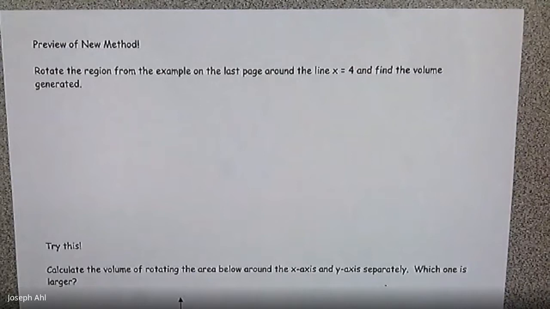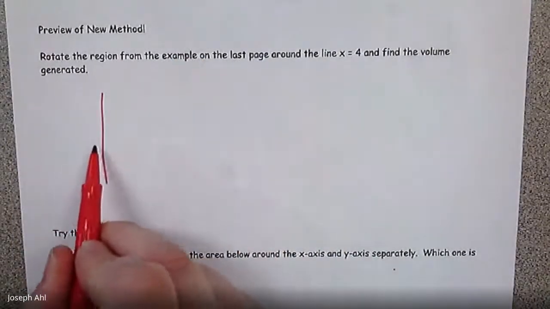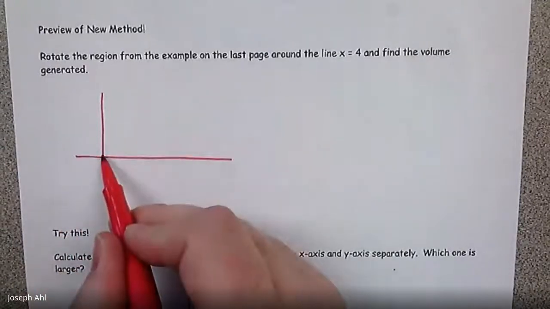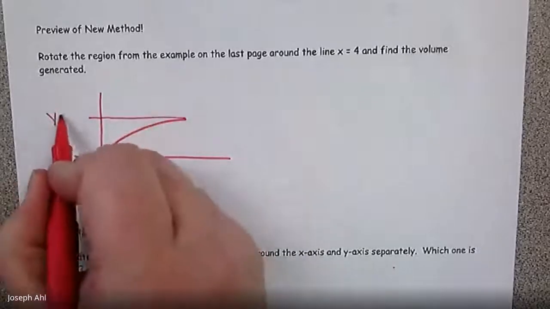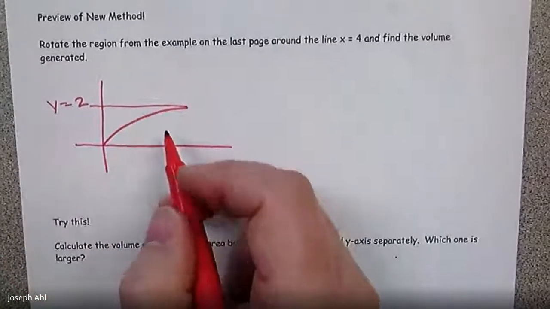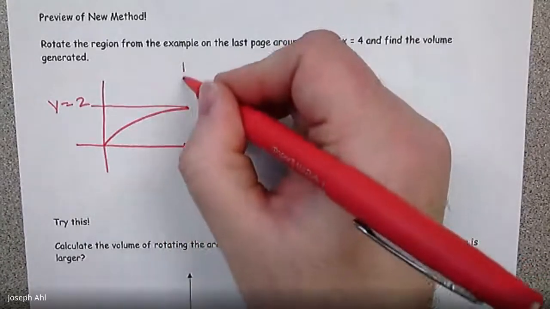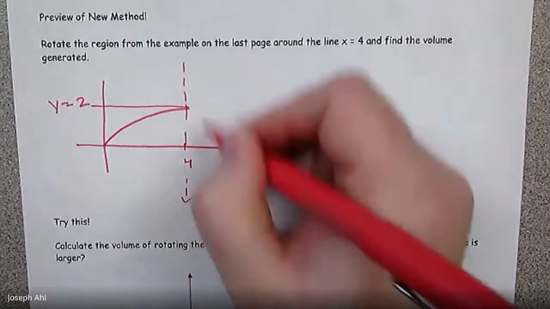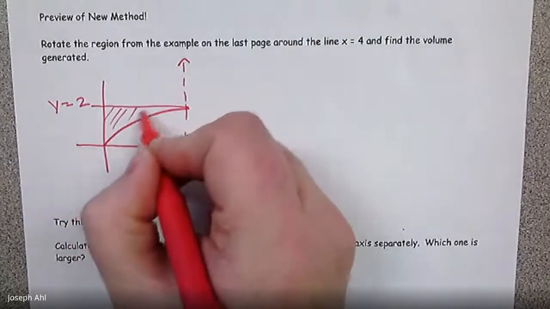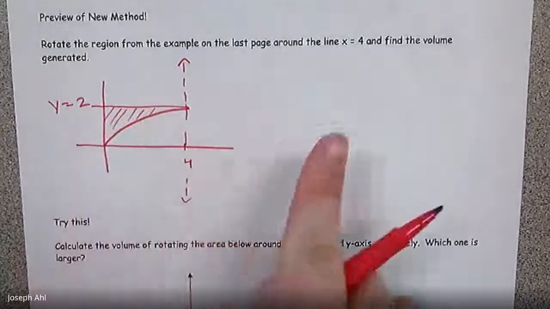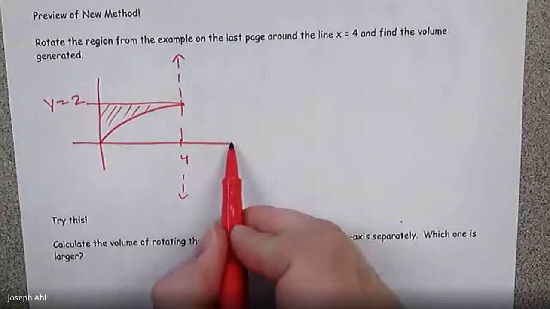Well, if we think about the example that we just sketched, where we had y equals radical x, we were bound also by y equals 2. Here's y equals 2. This is y equals radical x. And we know that they intersect at the point (4, 2). But now I want to spin it around the line x equals 4. So can you imagine taking this shaded area right here and spinning it around the line x equals 4? What would that result in?